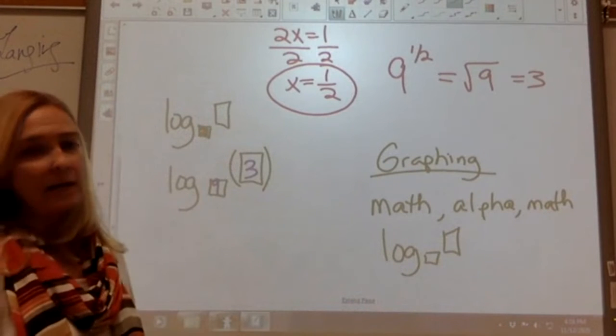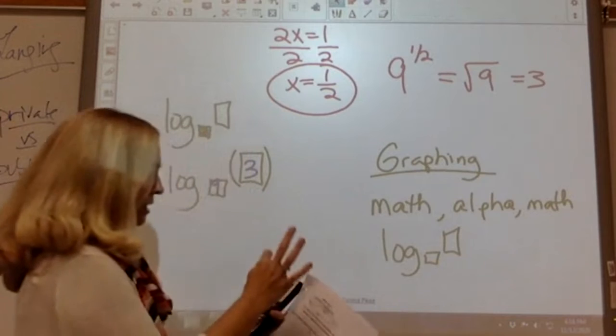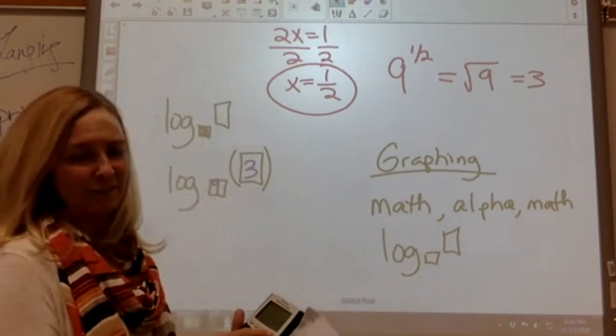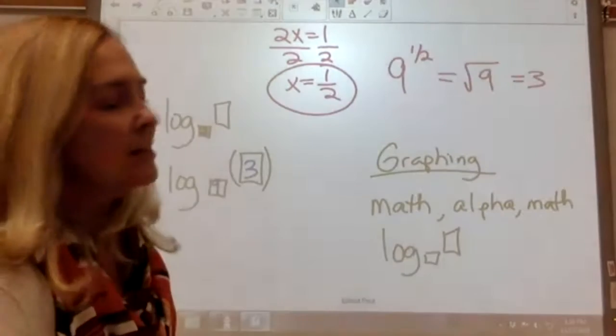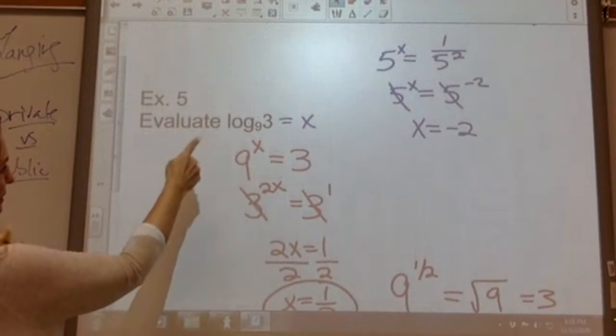just like you would on the Casio. Okay, so it's not one that you can see. You need to remember to press math, alpha, math, and it would give it to you. Okay. So instead of working all these by hand, really, you could put all these in the calculator.